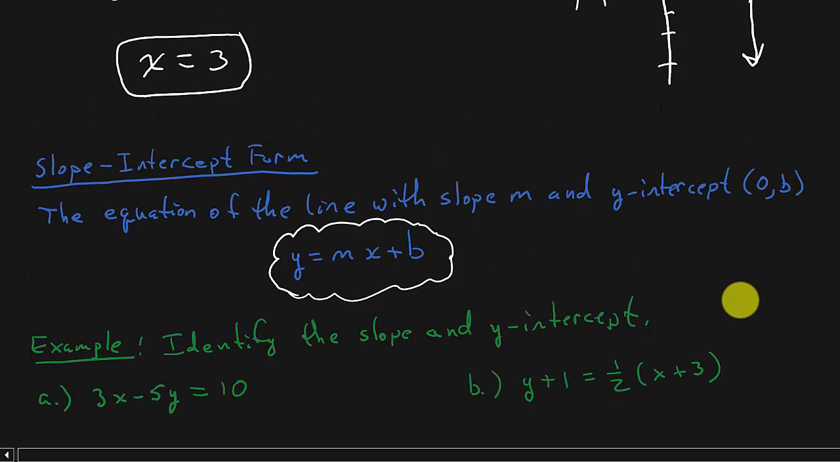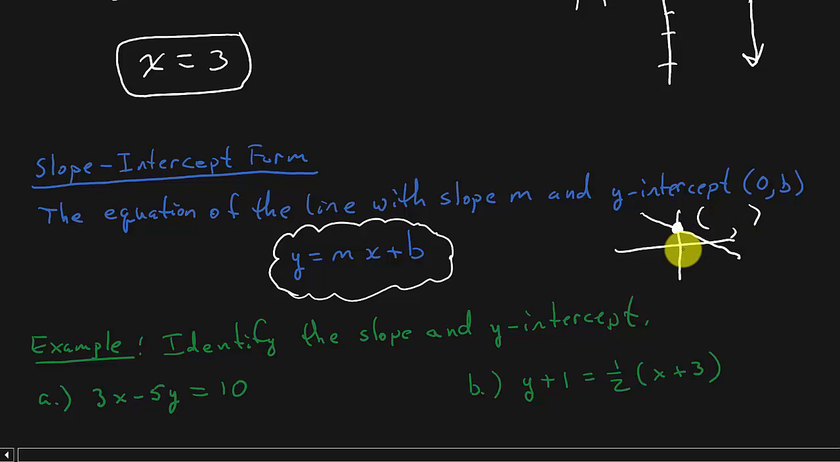Now remember, the y-intercept, I went over this in a previous video. See, if you have a line like this, that's your y-intercept where it crosses the y-axis. And you can see the coordinates of the point.